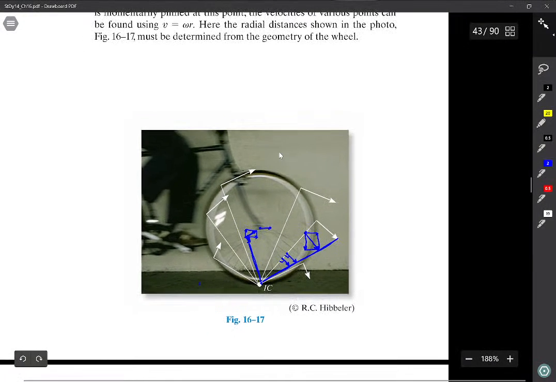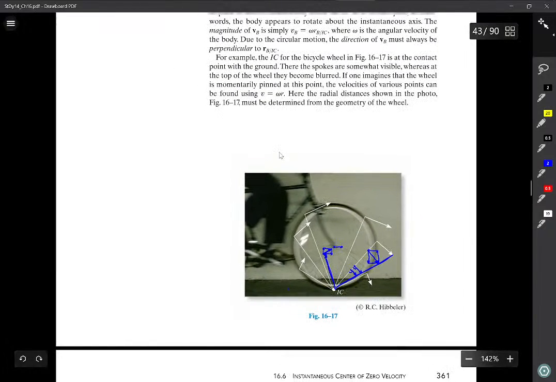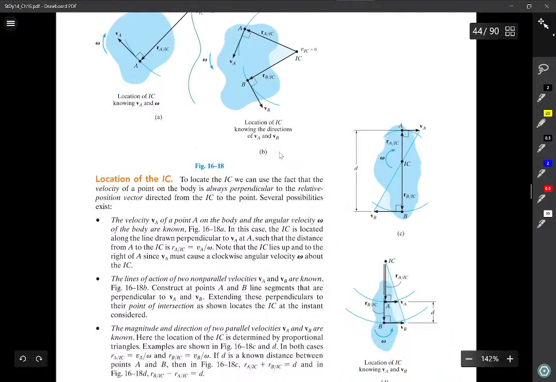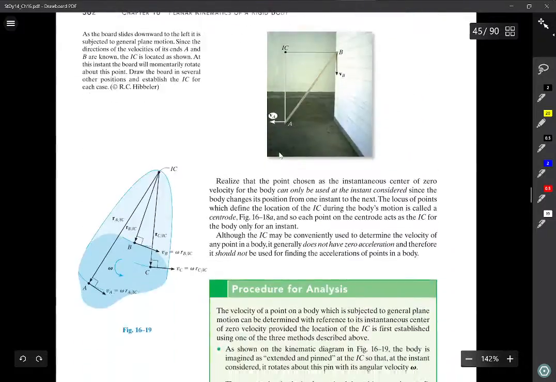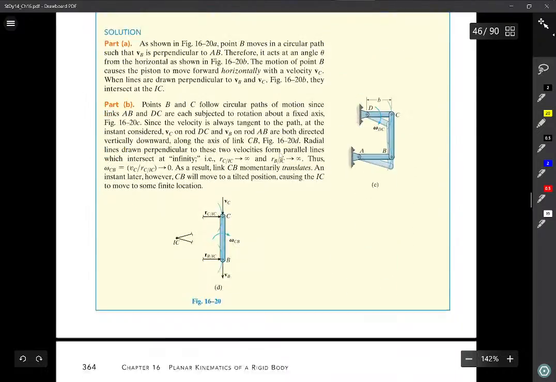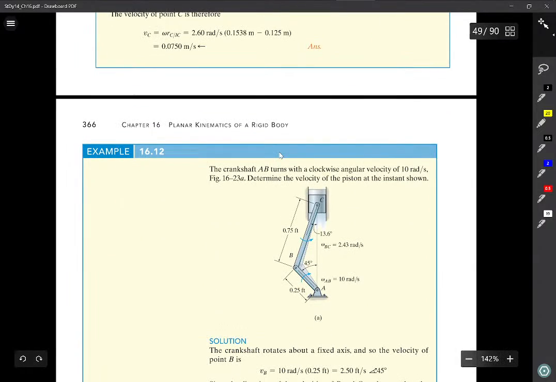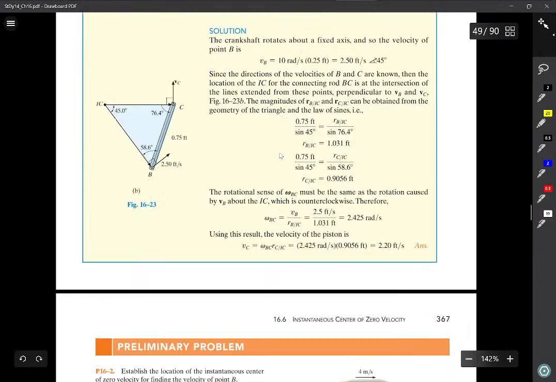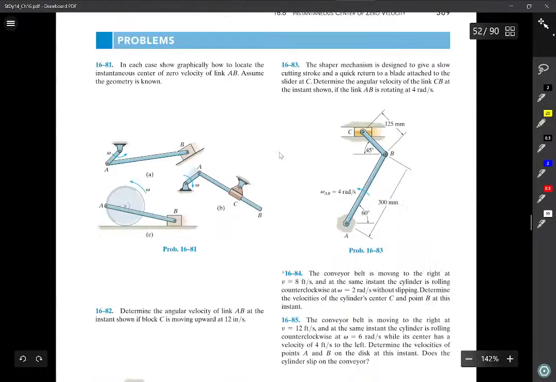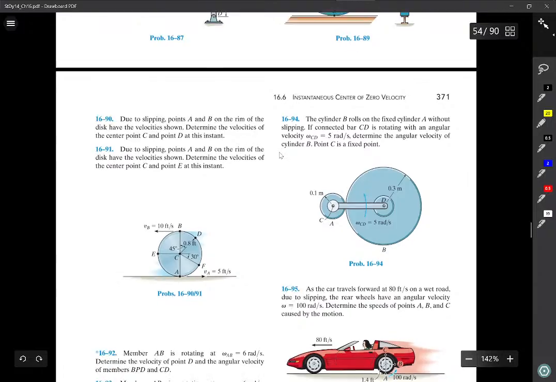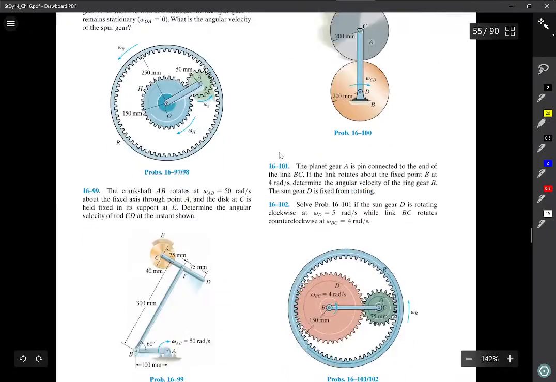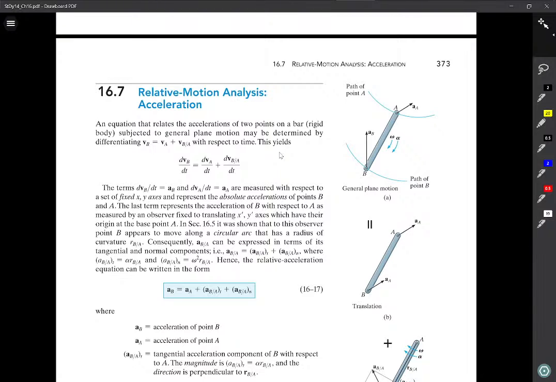Okay. We talked about instance centers, and we did a problem based upon that for a minute. Now we're going to move on down to accelerations. There are good lectures on Blackboard already that I did, but I'm going to sort of accentuate them a little bit here.